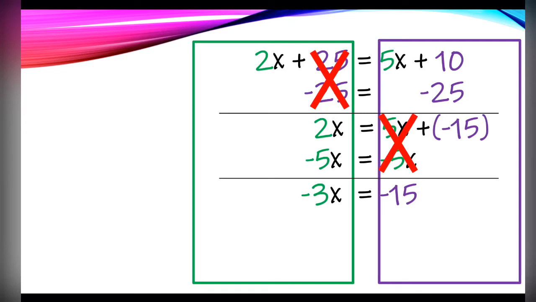To undo multiplication, the inverse operation of multiply is to divide. So I'm going to divide by negative 3 in order to eliminate that coefficient, which will give us simply 1x, and on the other side it gives us 5.